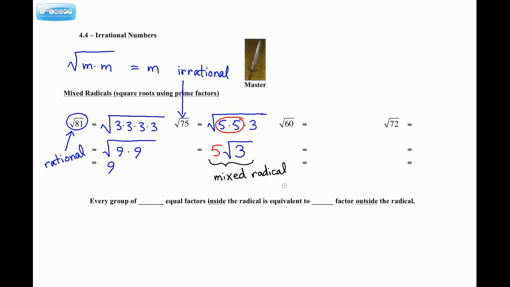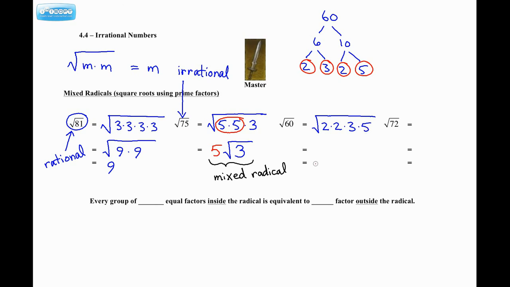Let's try another example. The square root of 60. All right, so this time I'll show the prime factorization tree, just breaking everything down. This is 6 times 10. 6 is 2 times 3. And 10 is 2 times 5. These are all prime, so I can't go any further. So I'm going to group them. This is 2 times 2 times 3 times 5.